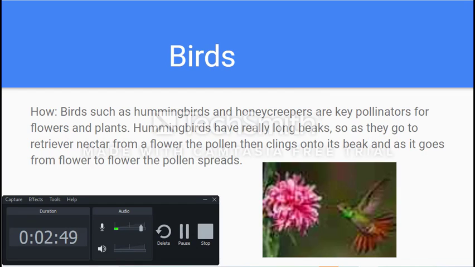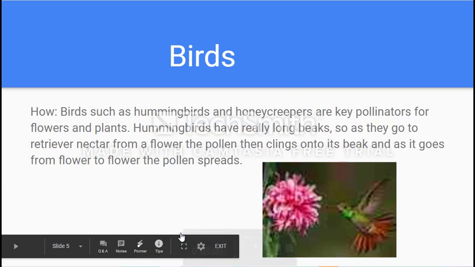And so are honey creepers. And I inserted a picture of a hummingbird down here for a reason. It's at the flower, and you can see how thin the beak is. It's not very large compared to other birds, but it really helps a lot with the process. So let's move on to the next one.